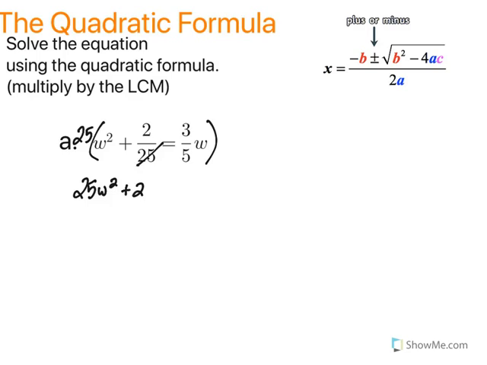And then when we look at the last part, we have 3 over 5w times 25. We know that the 5 will cancel out with the 25 that we're multiplying by, and so then we would just have 5 times 3, which would give me 15w. Now let's get everything on the same side so that we're in standard form. Here we would have 25w squared minus 15w plus 2 is equal to 0.